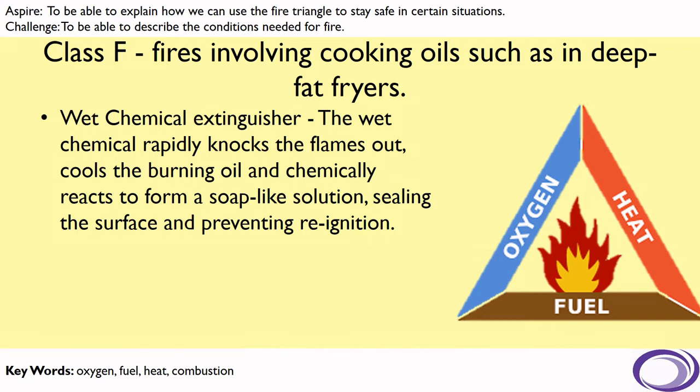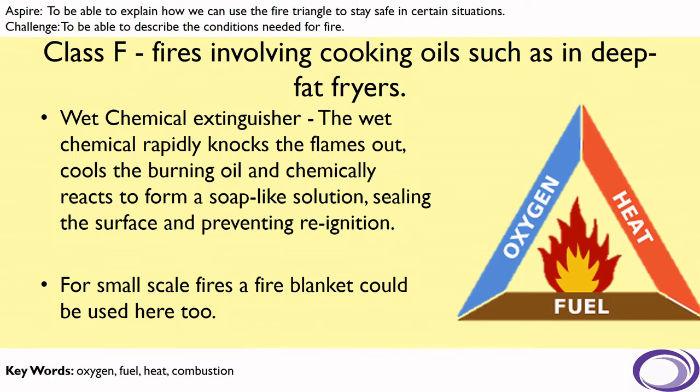Often a wet chemical extinguisher could be used, which then prevents oxygen from reaching the flame, sealing the surface. But on a small scale, a fire blanket could also be used here. A fire blanket is placed over a fire and removes the oxygen from the fire triangle.